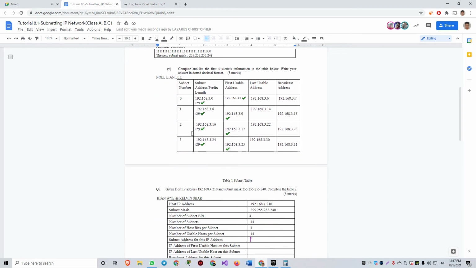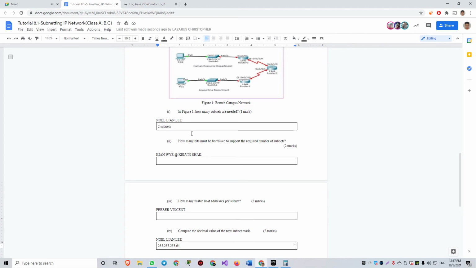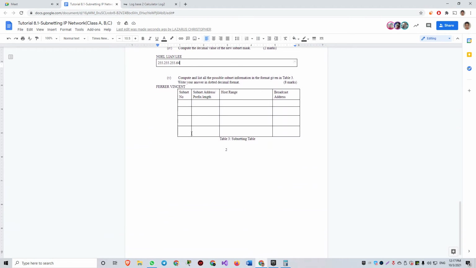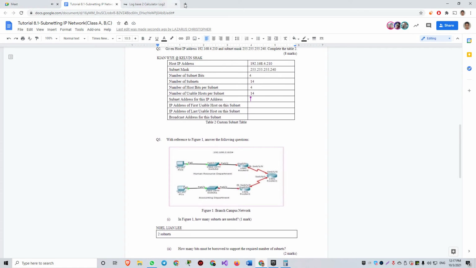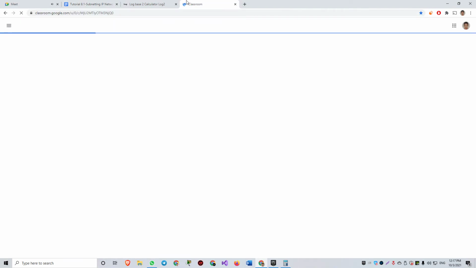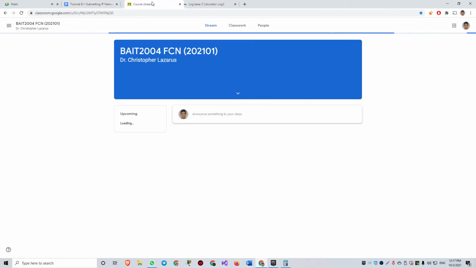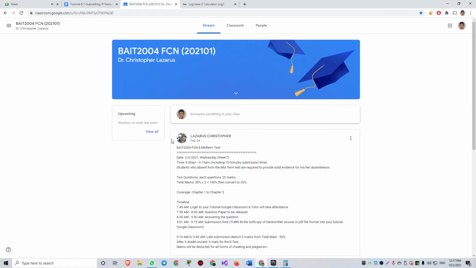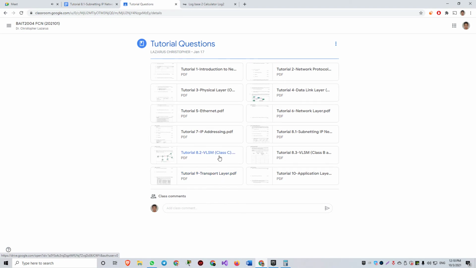So that's the formula to get the number of usable hosts: 2 to the power of n minus 2. Minus 2 because the network address you cannot use for a host, and the broadcast address you cannot use for a host. So 2 addresses we cannot use for hosts, because here we ask for usable host addresses, which means host addresses you can assign to a computer. The network and broadcast addresses you cannot assign to the computer. So minus 2.